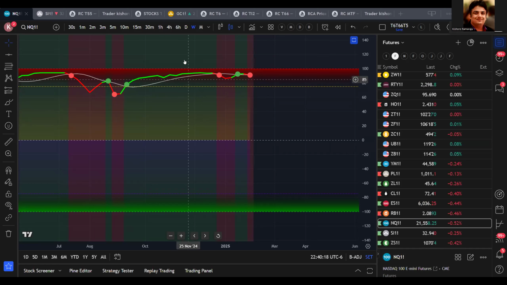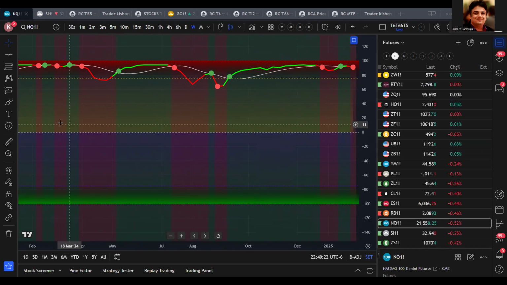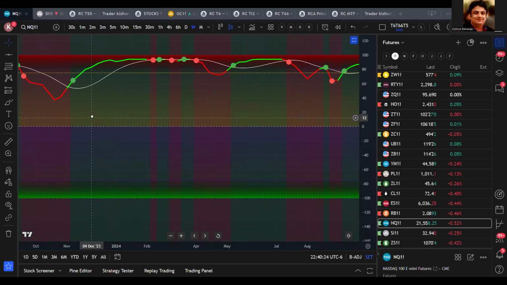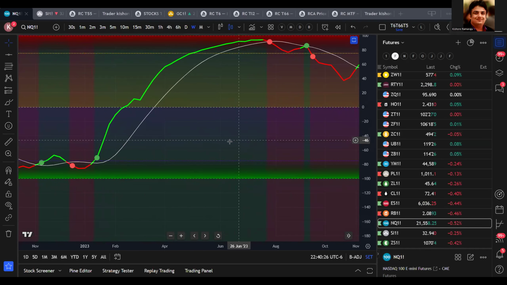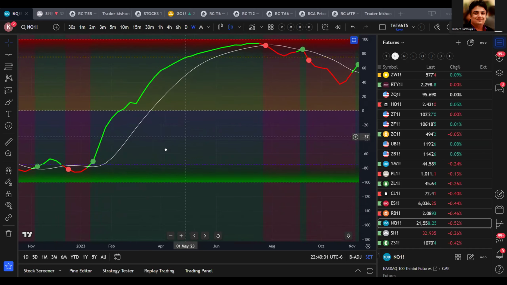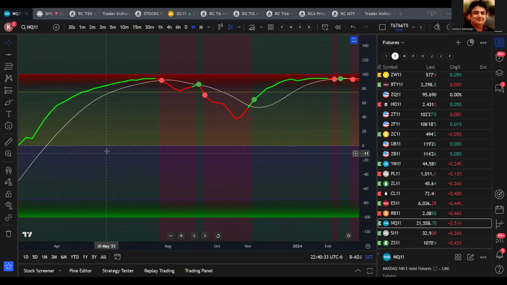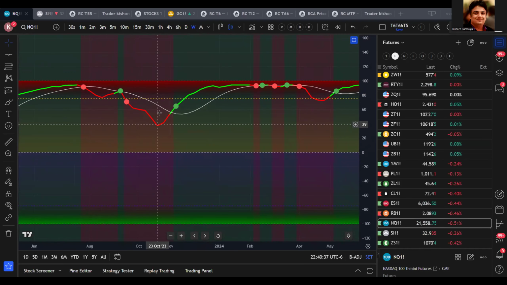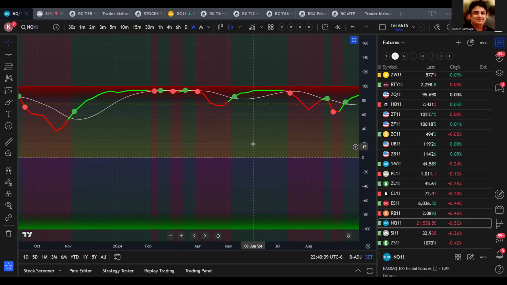If you see the weekly chart, you are at the top, you are at the premium zone. Somewhere in 2023, the market started moving up from the bottom. All of 2023, it went all the way up. Then there was a small drop, a pullback, and again it went all the way up. So now you are at a top.